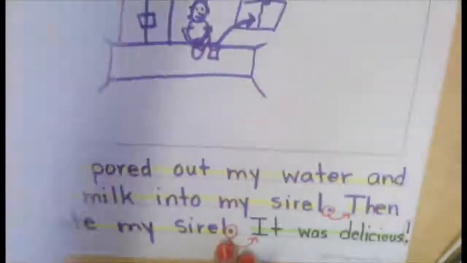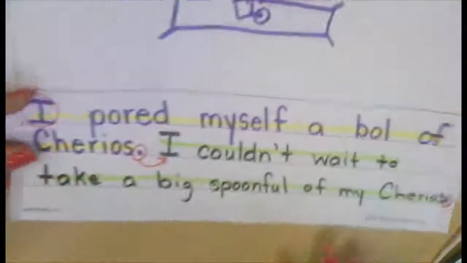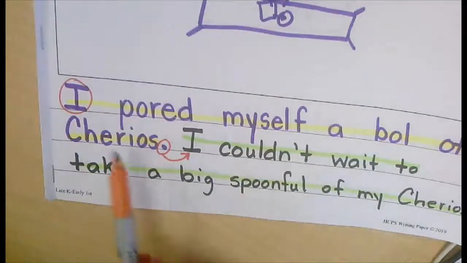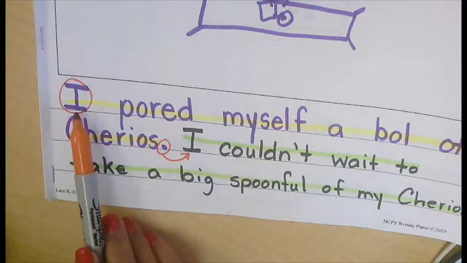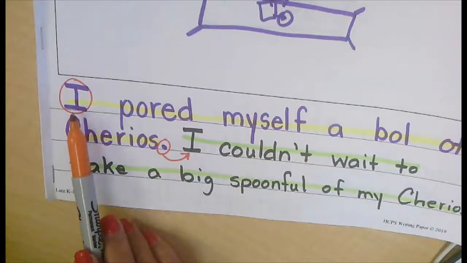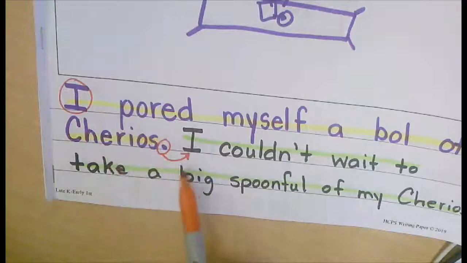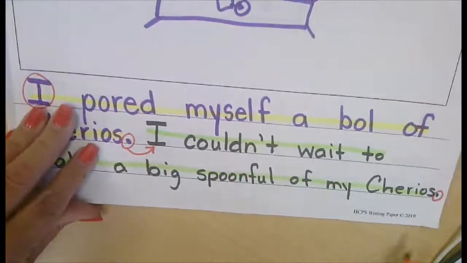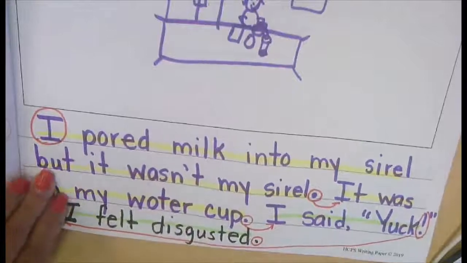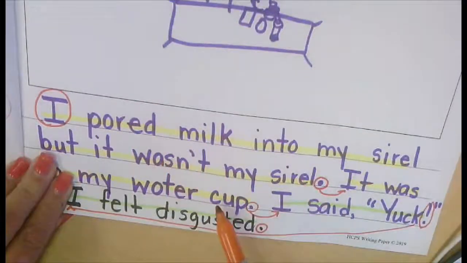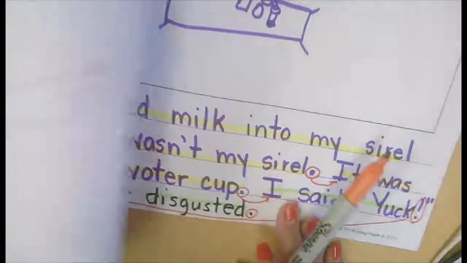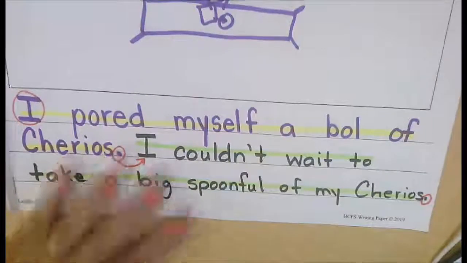Now, I want you to take one of your pieces of writing, and I want you to do the same thing I did. I want you to circle the capital letter if you put it at the beginning of the sentence. If you didn't, I want you to write one in. I want you to circle your period or excitement mark, and then I want you to draw an arrow to the next word to see if you put a capital letter. I want you to go through and do that with all of your sentences, working on capital letters and periods today. Okay, take one of your pieces and go through and do that.